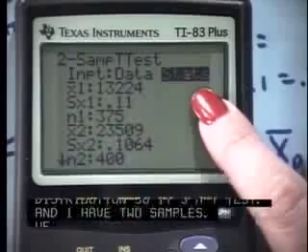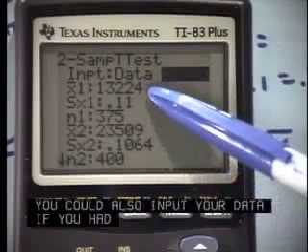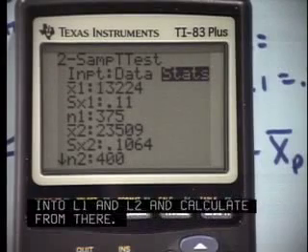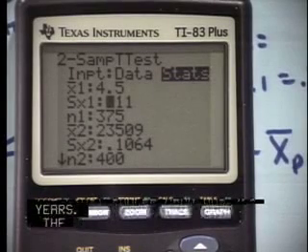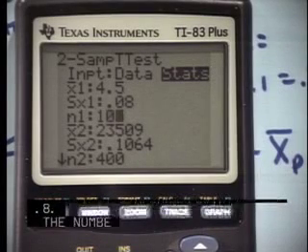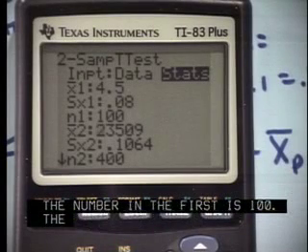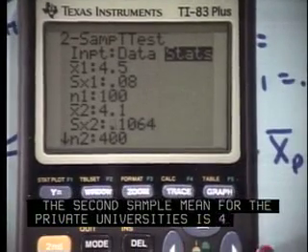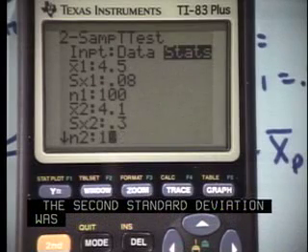And we're going to input the statistics. You could also input your data if you had collected your data into L1 and L2 and calculate from there. The first sample mean was 4.5 years. The first standard deviation is 0.8. The number in the first is 100. The second sample mean for the private universities is 4.1. The second standard deviation was 0.3. The numbers surveyed were 100.